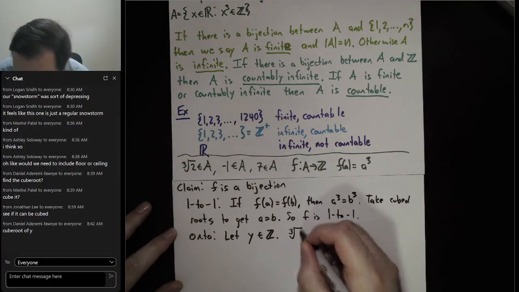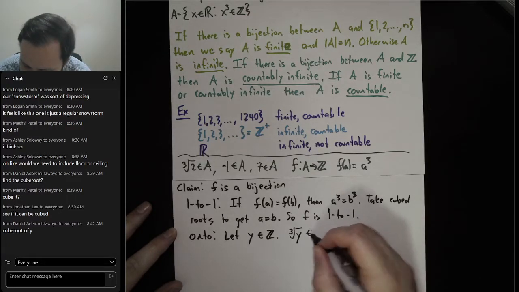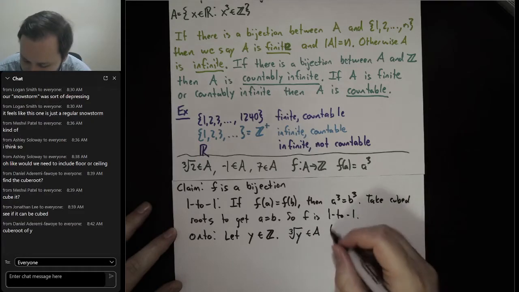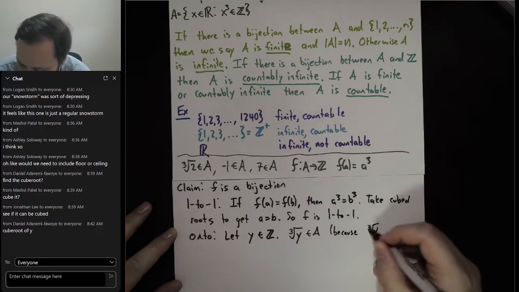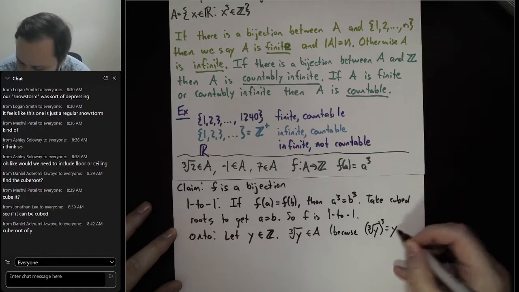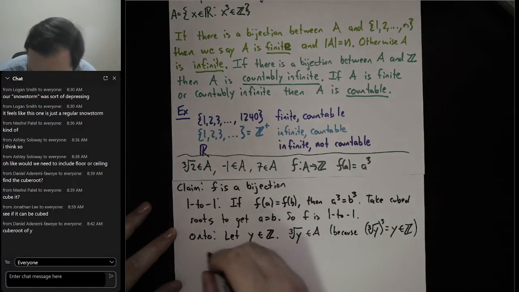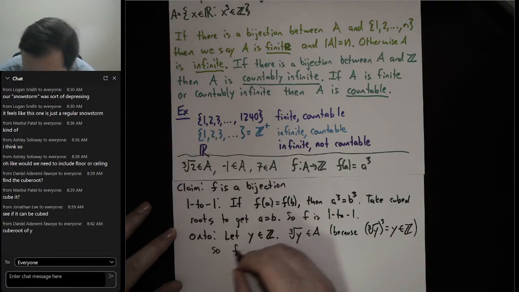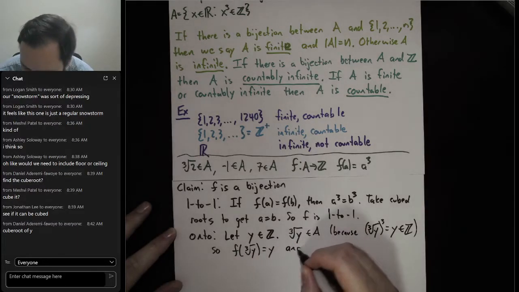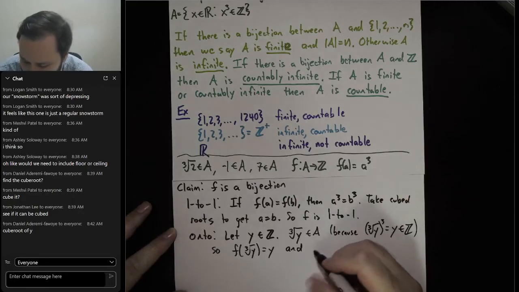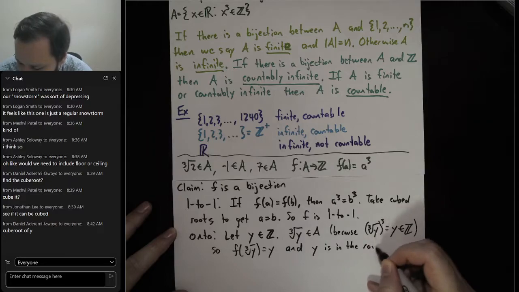The cube root of y is an element of A, because if I take the cube root of y and cube it, I get out y, which is an integer. So f of the cube root of y is equal to y, and y is in the range of f.